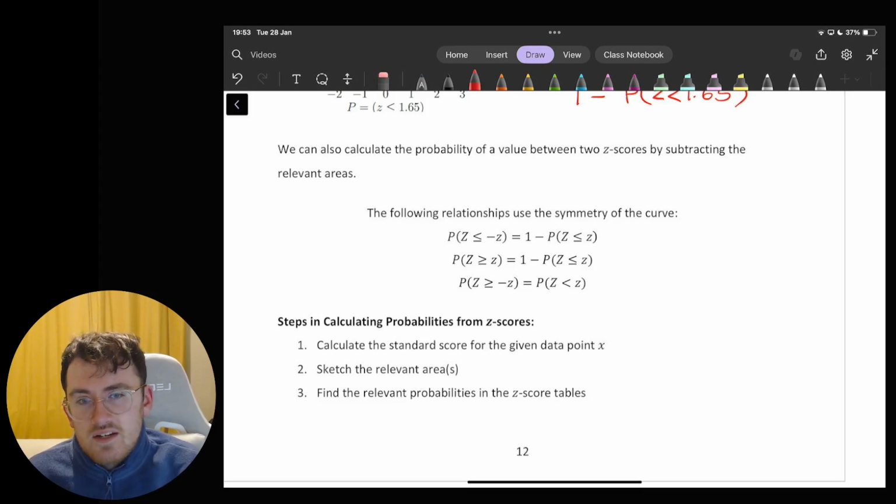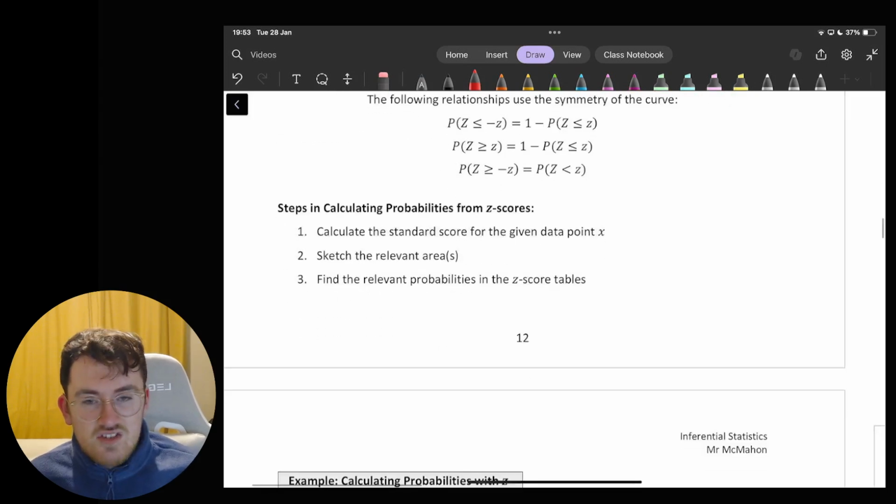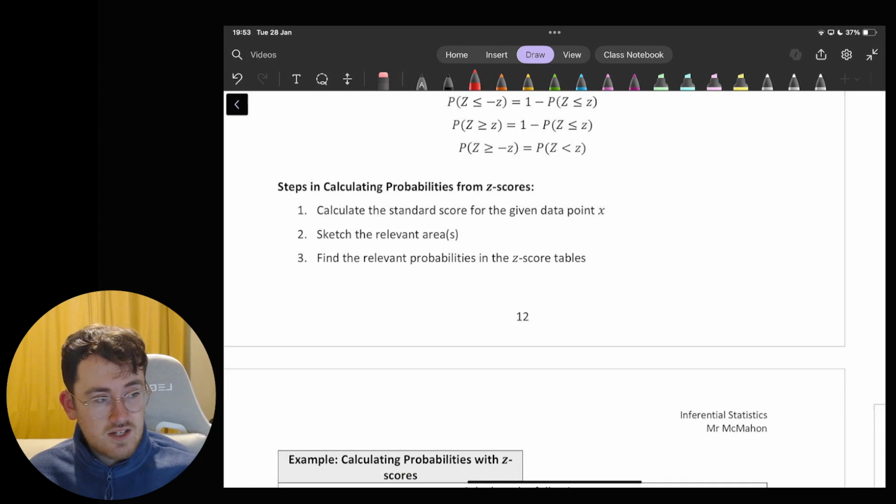But it's no harm to learn some of these values off either, if that would help you feel a little bit more settled in what you're doing. So the steps we're going to follow are fairly straightforward. We will calculate the standard score for the particular data point that we have. We will sketch the relevant areas, whether we're going to the left or the right, or even in between, and then we will find the relevant probabilities in the z-score tables.